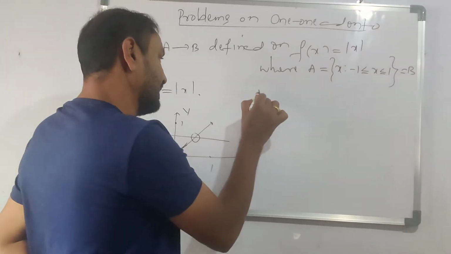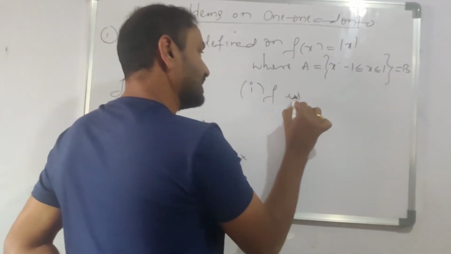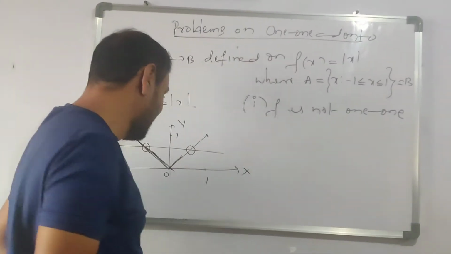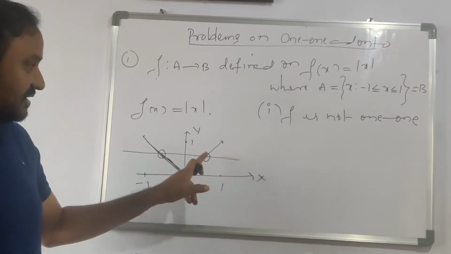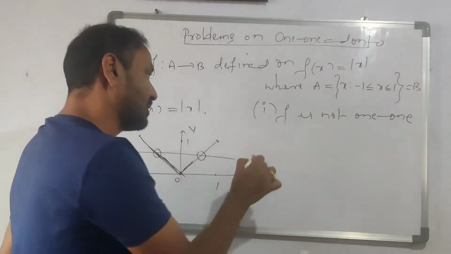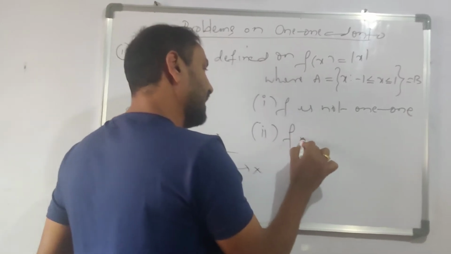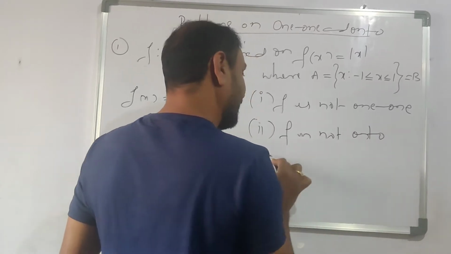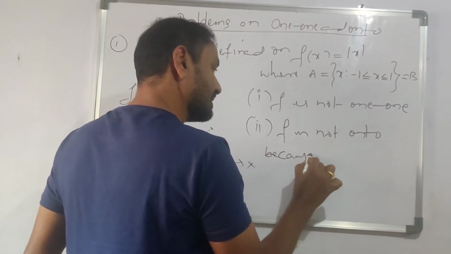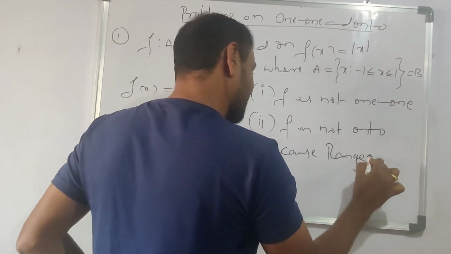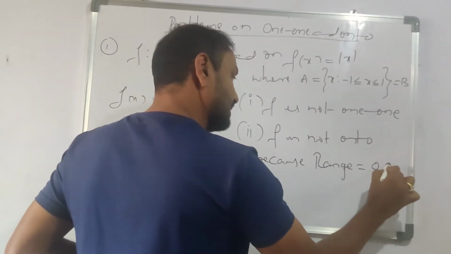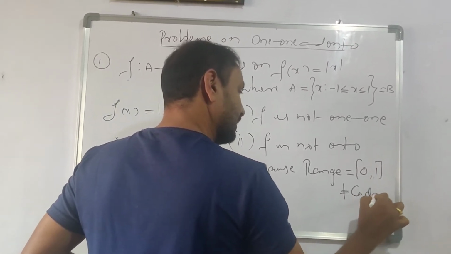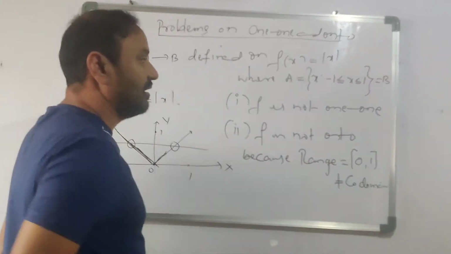I am writing here also. Number 1: f is not 1-1, because a line parallel to x-axis intersects the graph at more than one point. Number 2: f is not onto because the range of the graph is equal to 0 to 1, right here 0 to 1. It is not equal to codomain. That's why it is not onto.